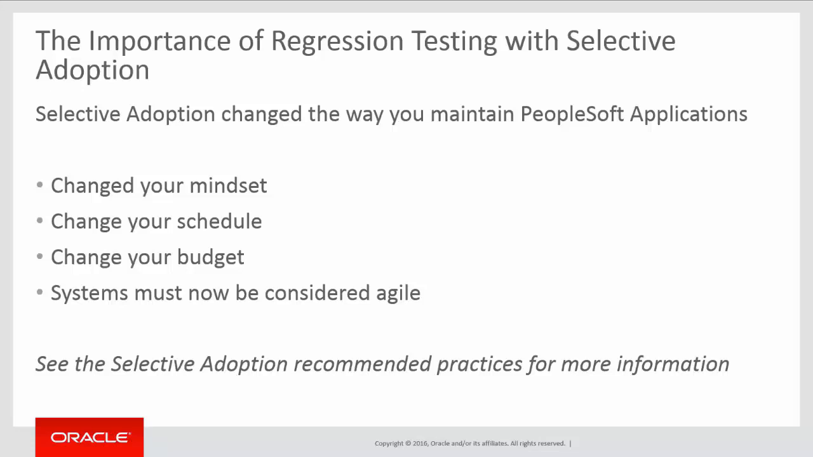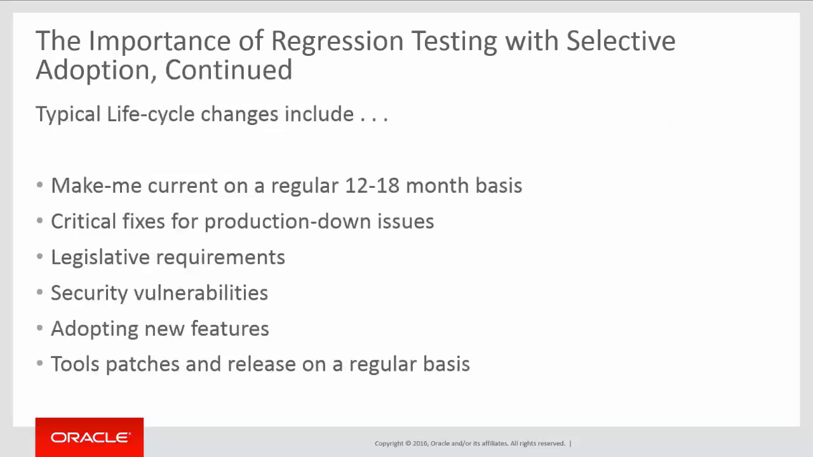When I talk about customers setting their own maintenance strategy, what do I mean? Well, let's take a look. Your lifecycle strategy may include maintenance rules like the ones listed here. Everyone should have a get current strategy for update images. PeopleSoft recommends getting current about every 12 to 18 months. The longer you go, the more difficult the process will be.